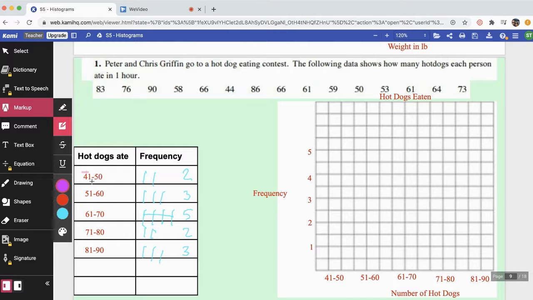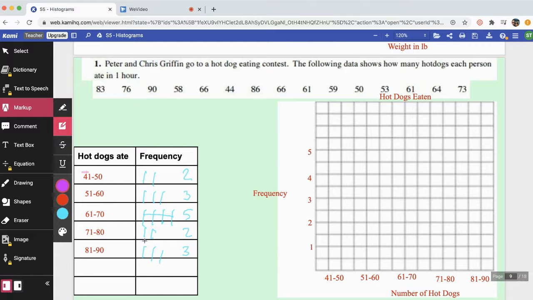Notice we never go 40 to 50. That would actually be 11 numbers. And then if we went like 51 to 60, then that one would only be 10. So we've got to make sure that we go either 40 to 49 or 41 to 50. And then 51 to 60, 61 to 70, 71 to 80, and 81 to 90.